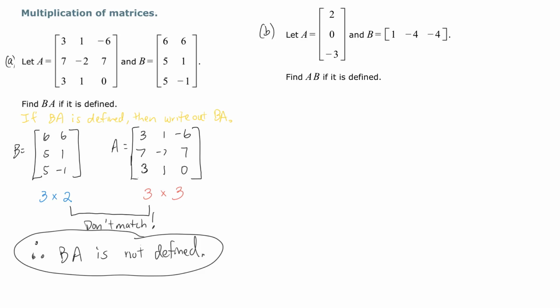Why don't we look at AB though? Now I'm going to look at AB for example A. So I'm going to take this here and let's see if A times B is defined. If you look at that, you first have a 3 by 3 and then we have a 3 by 2. And sure enough, it is defined.